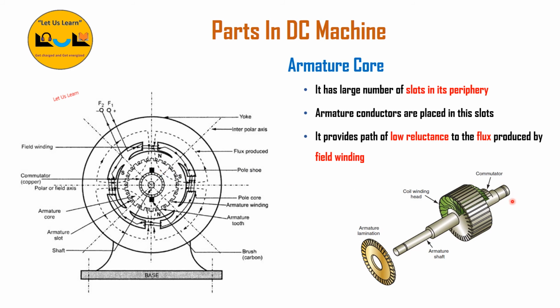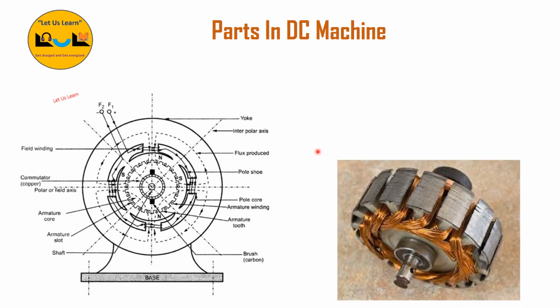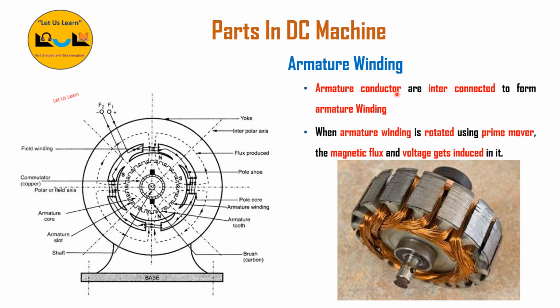This is the separate diagram. See here, this is the armature laminated core, this one is called the slot, here this is called the commutator, and this is the coil winding head. So this is the armature winding. Armature conductors are interconnected to form the armature winding. See here, this is the armature winding. It is all interconnected winding as given in the structural diagram.